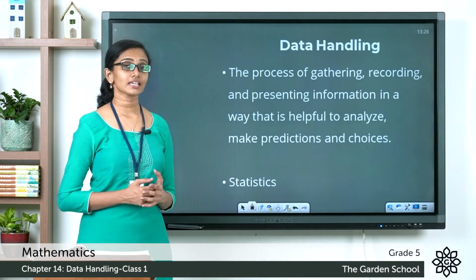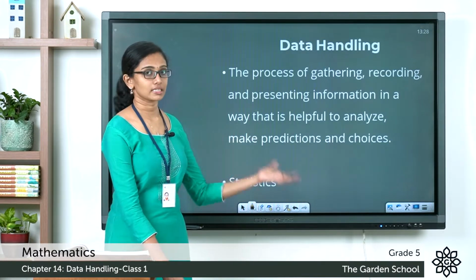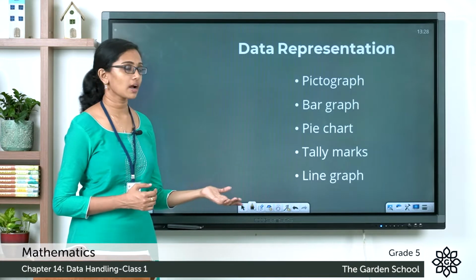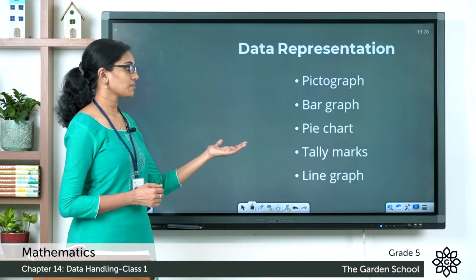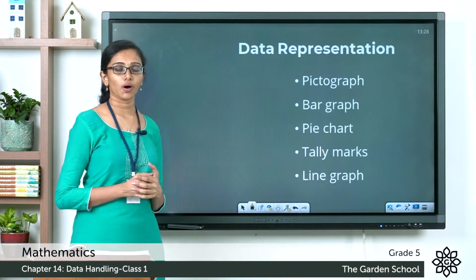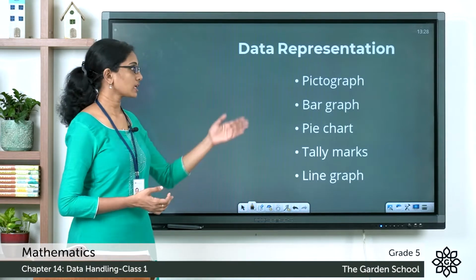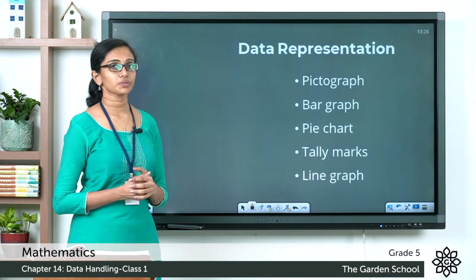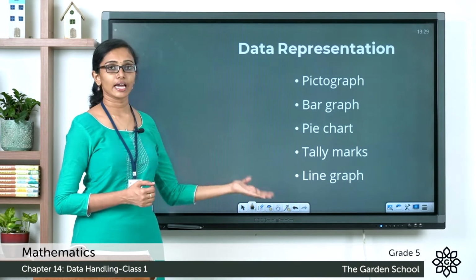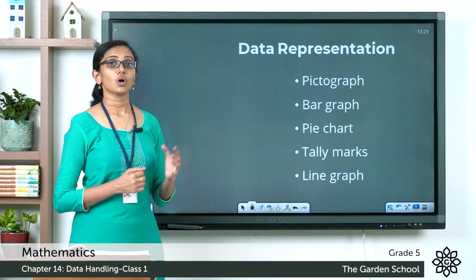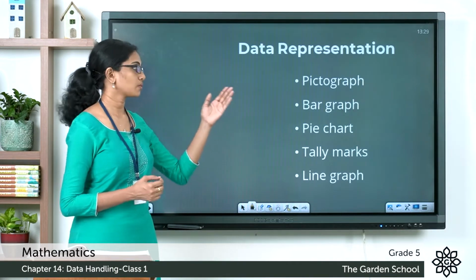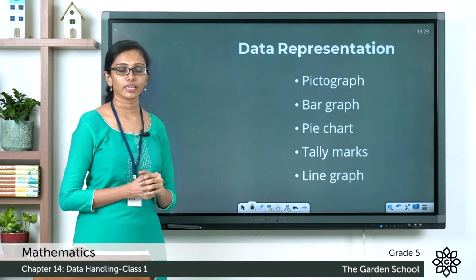So in statistics, we use different methods for data representation. Methods such as pictograph, bar graph, pie charts, tally marks, line graphs and so on. You must have learned about the first three in your lower classes. Now this year, we are going to learn about tally marks and line graphs as well. So before moving to that, let's have a quick recall of what a pictograph and bar graph is.